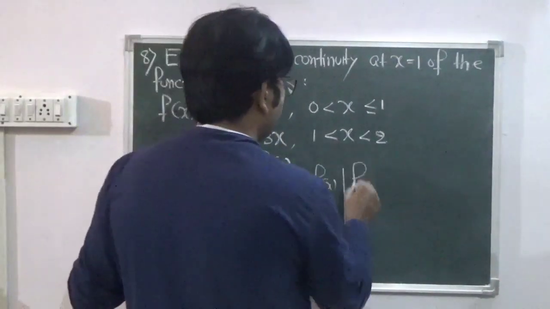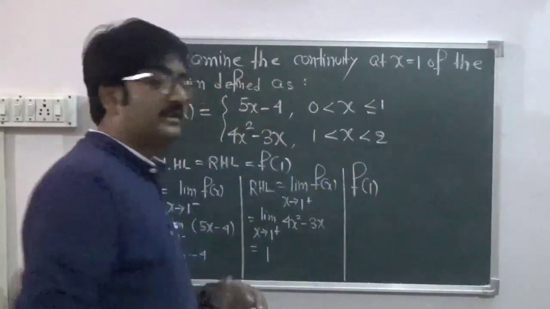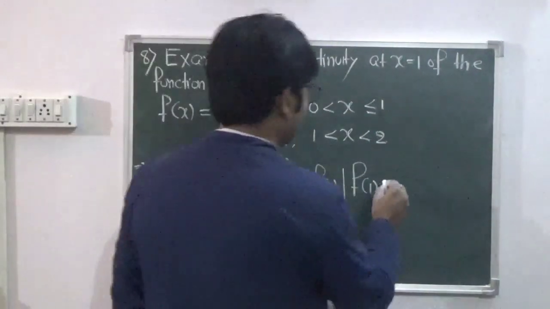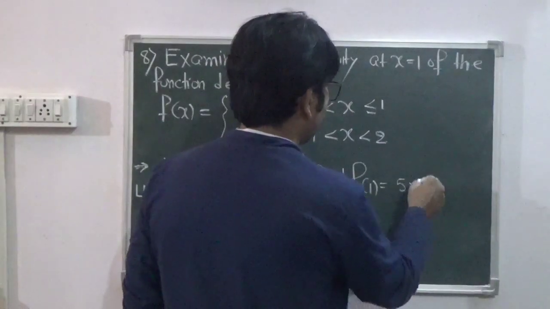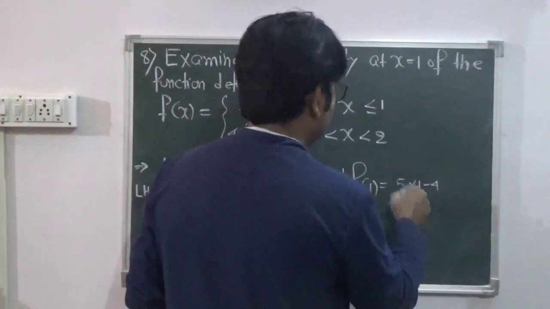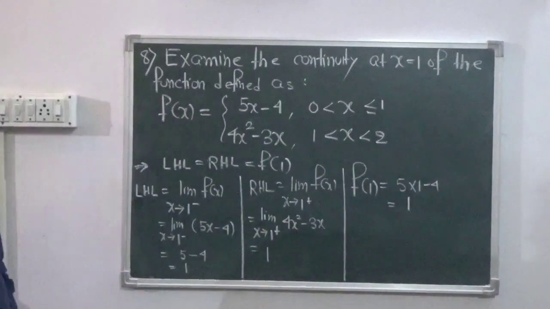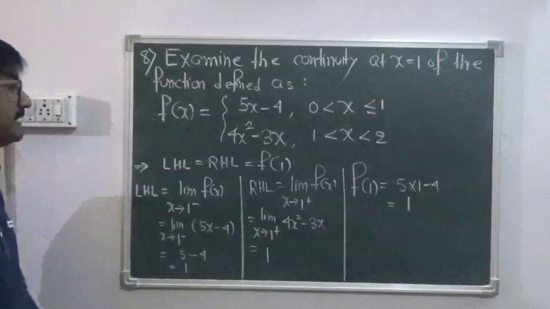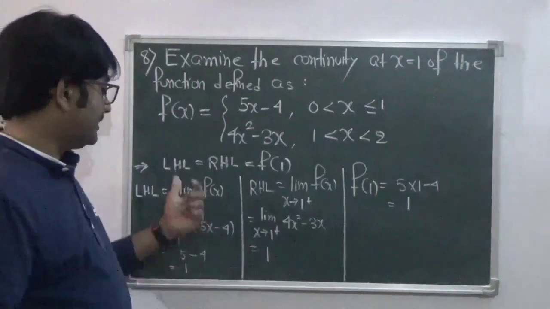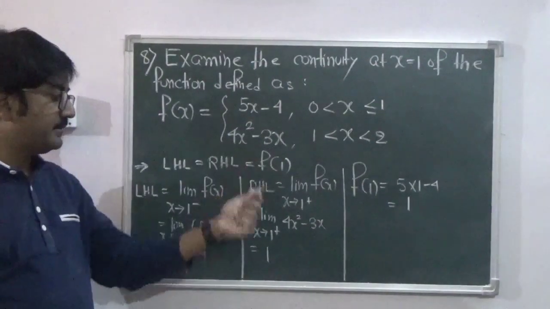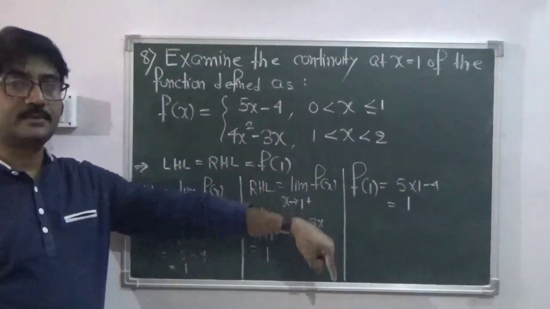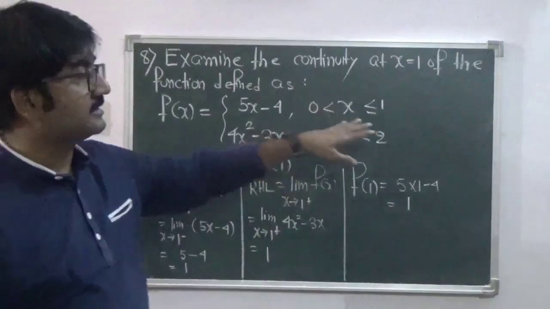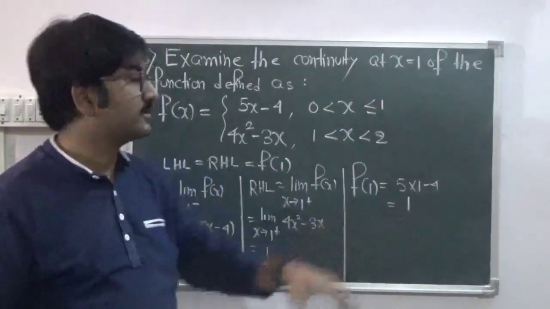Now what is f of 1? The value of the function at x equals 1: here the function is 5x minus 4. That is 5 into 1 minus 4, and that is 1. So what conclusion can we draw from here? Left hand limit is 1, right hand limit is 1, f of 1 is 1. That means this function is continuous at x equals 1, right?